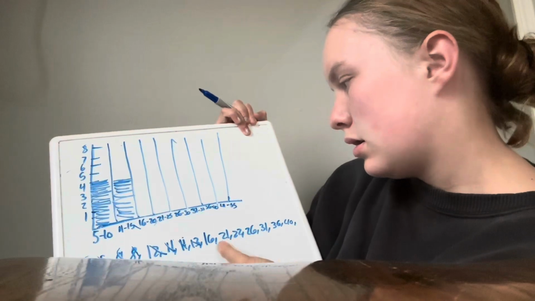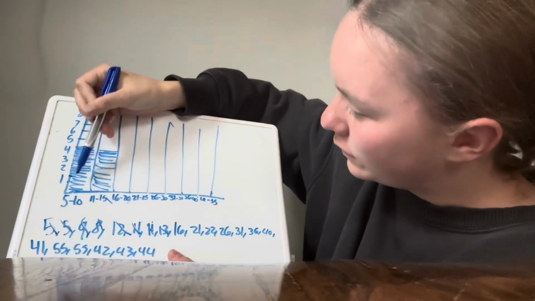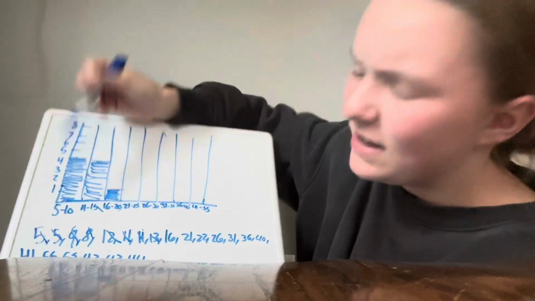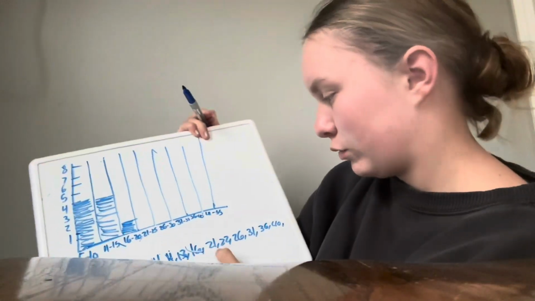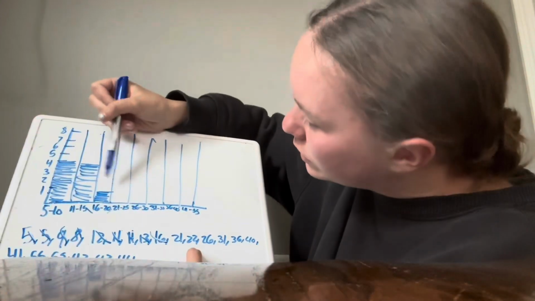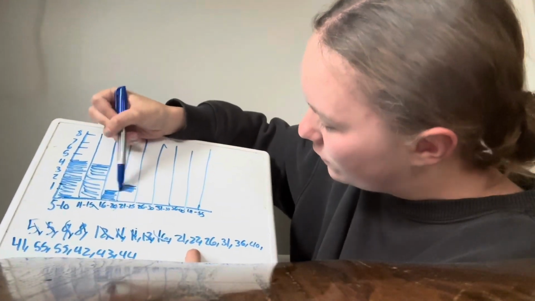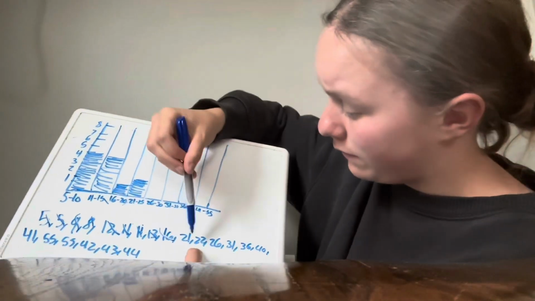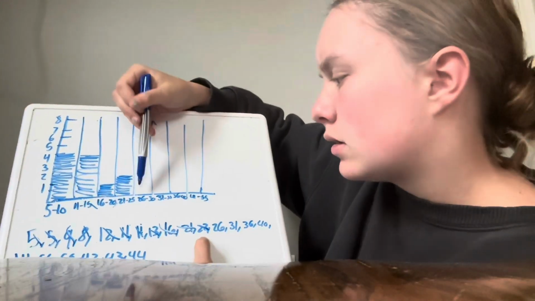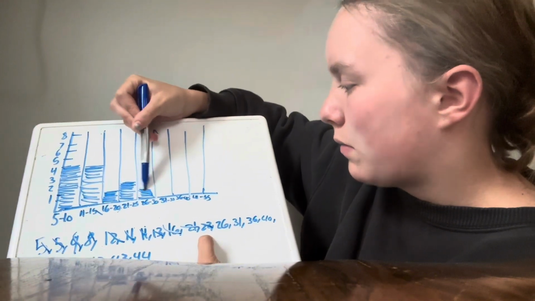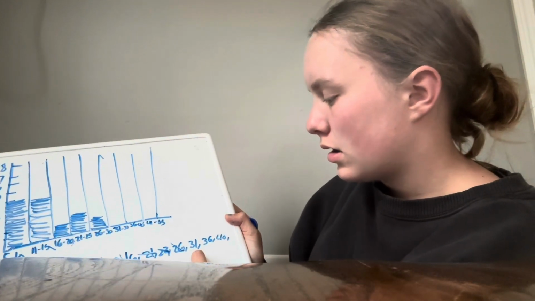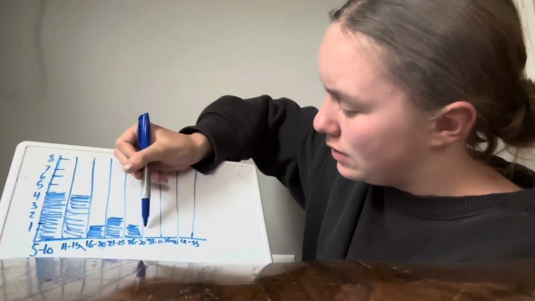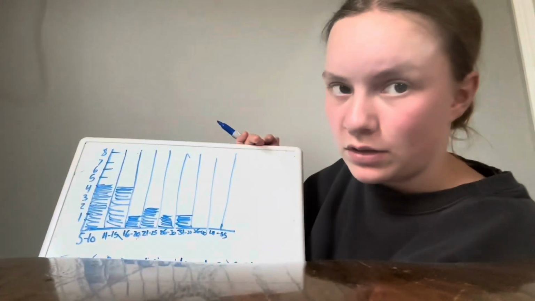16, we have for 16 through 20, we have one number that fits in that interval. That's 16. Now we have 21, 22. So that's 2 numbers that fit in the interval between 21 and 25. 26. We have also one number that goes between the interval of 26 and 30. Now we have 31. And we have one number that goes in the interval between 31 and 33.